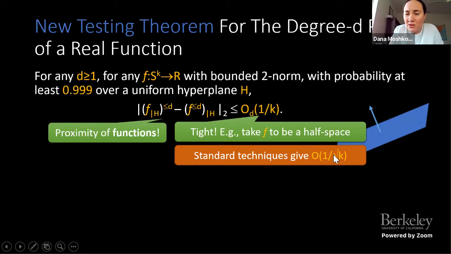Just an intuition for the 1 over square root k, right? We're talking about hyperplanes, right? So we lose one coordinate. One coordinate is like a 1 over square root k weight.